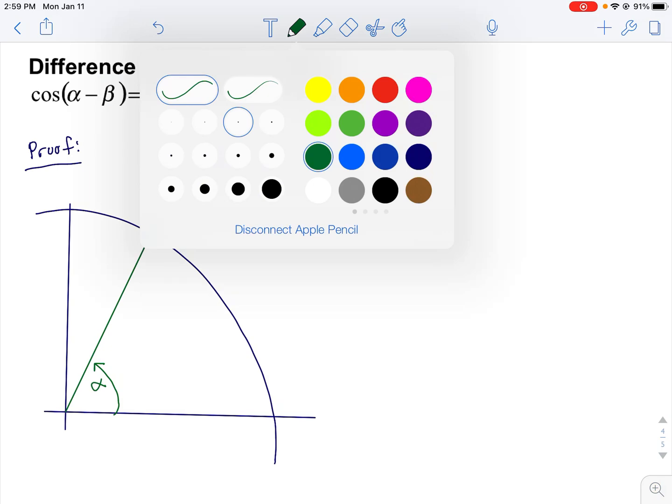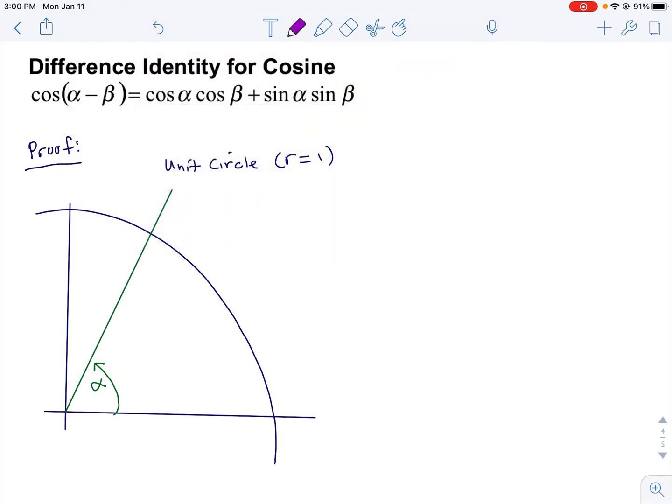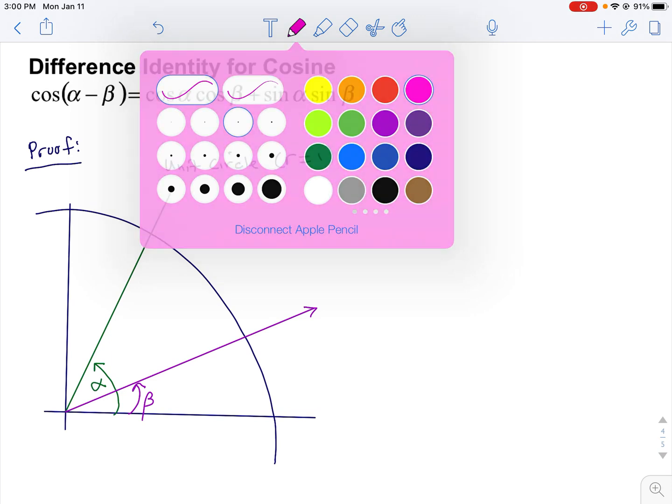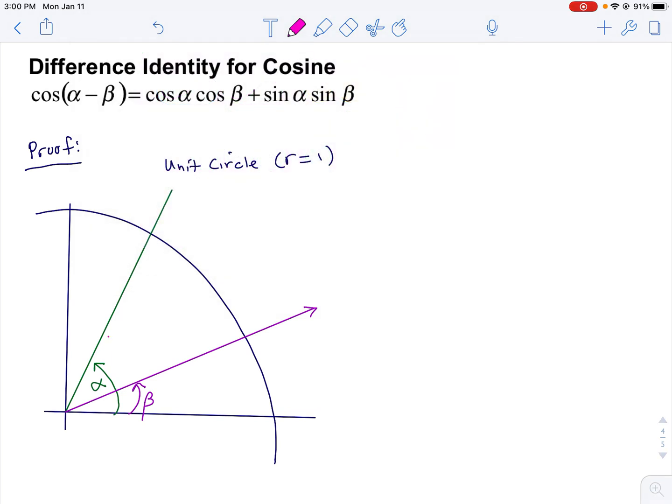And I need another angle, I don't know, what do you think, purple? And let's make it a smaller angle here. We'll make this one beta over here. That's angle beta. So from here to here, that measure is beta. And why do I have alpha and beta? Because now between them would be alpha minus beta, right in here. So this angle from here to here, that would be alpha minus beta, by subtraction. Okay, so far so good.